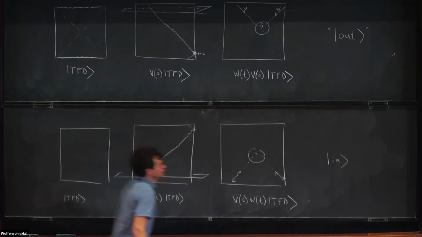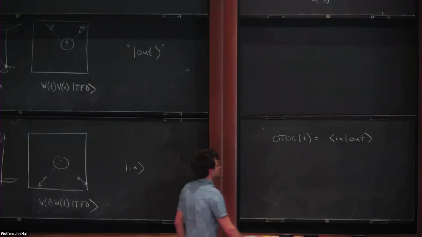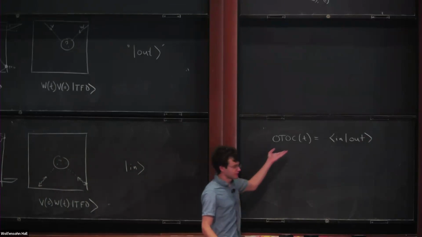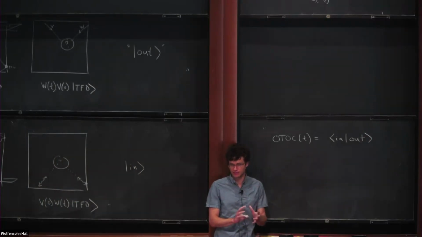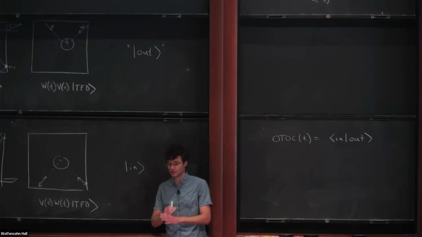So the full OTOC is an inner product of an in state and an out state. OK, I forget exactly which OTOC I defined, but the OTOC is an inner product of an in state and an out state, or maybe out with in. I forget how I defined it. So this is basically a scattering amplitude for some scattering process taking place near the middle of this diagram, near what's called the bifurcate horizon, the place where the two horizons intersect.